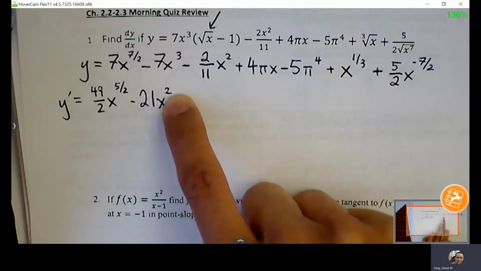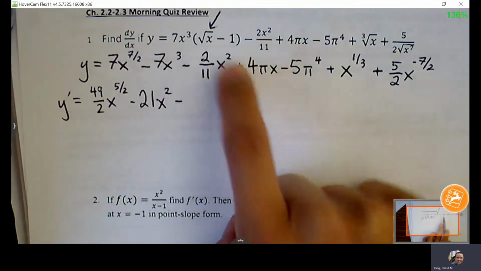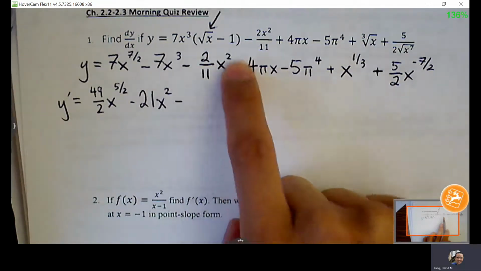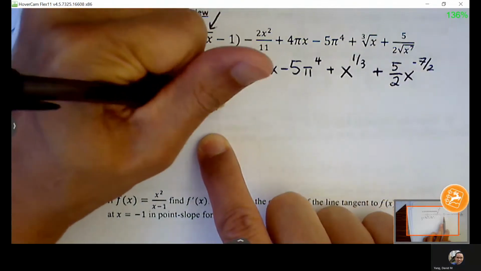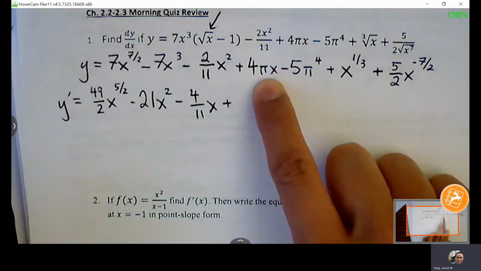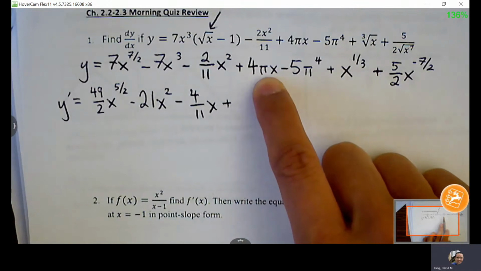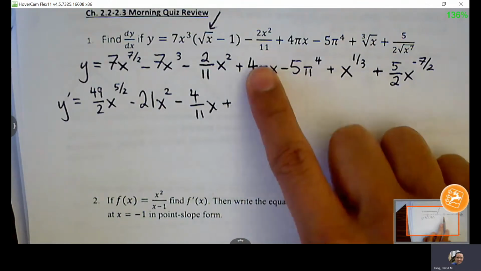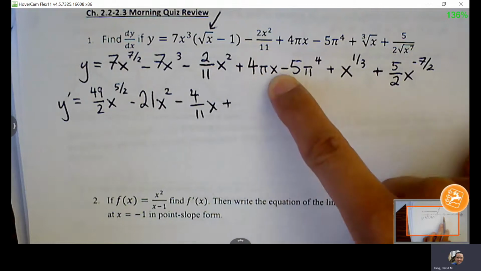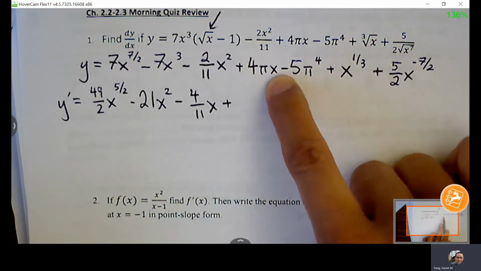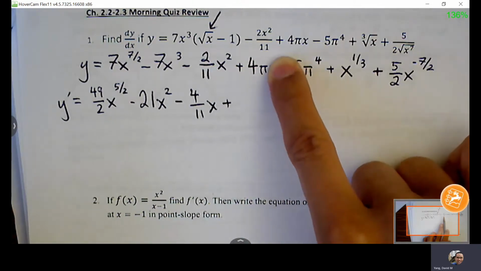Power rule, bring down the 3, subtract 1 from the exponent. Continue through, bring down the 2. 4 pi x, same thing as 4x. If I asked you for the derivative of 4x, you would say 4. Because that's x to the first power, we know when we find the derivative, all we're left with is the coefficient in front.